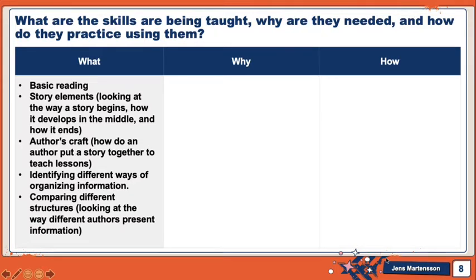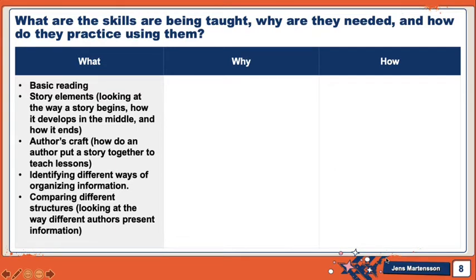When it comes to reading literature, they have to be able to see and understand the story elements, looking at the way a story begins, how it develops in the middle, and how it ends. They have to be able to identify the author's craft. How does an author put a story together to teach lessons? They also need to identify different ways of organizing information when it comes to the reading information standard, as well as compare different structures, looking at the way different authors present information when they're writing an article or a book on a topic or subject.